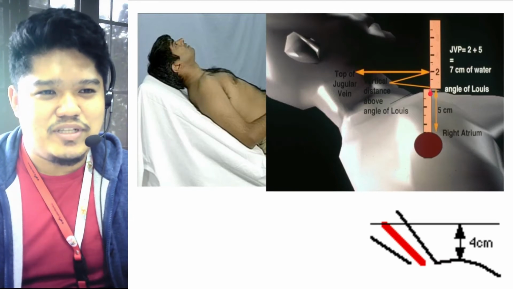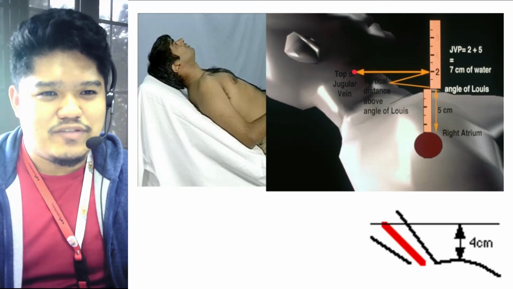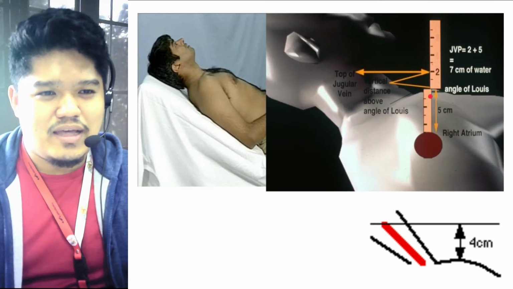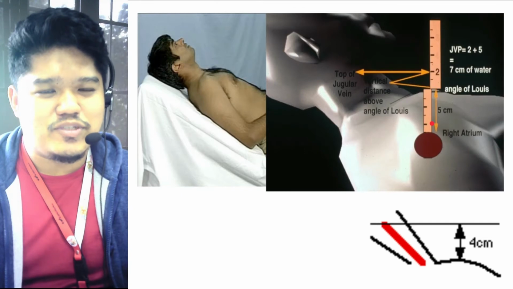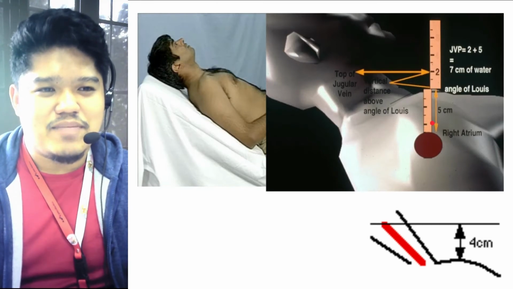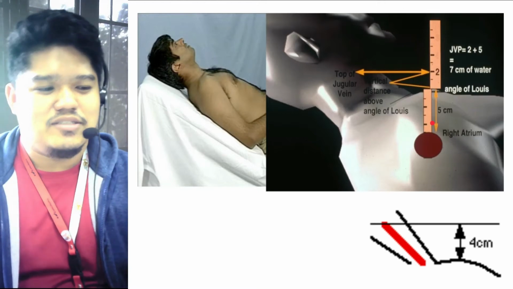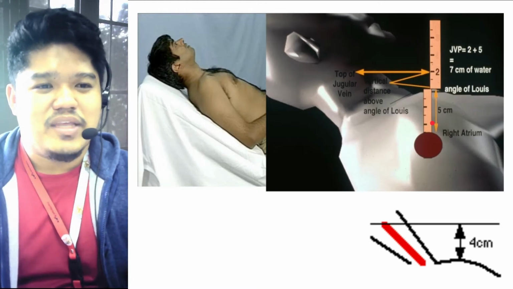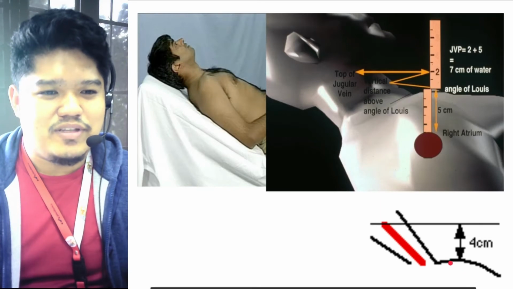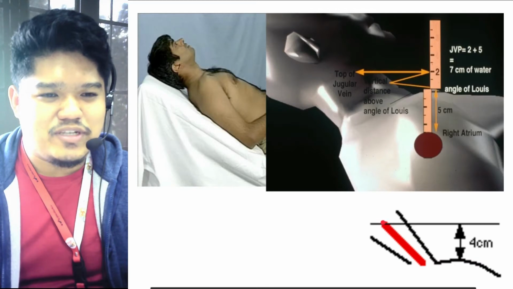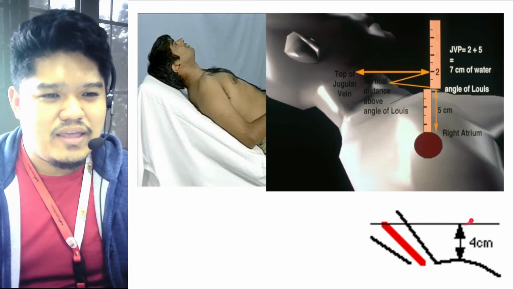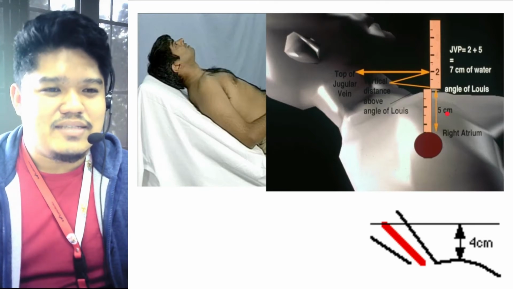So in this example, from the angle of Louis to the highest point of the jugular vein distension is 2 centimeters. So it adds 2 to the constant 5 centimeters, which makes it about 7 centimeter water as a jugular vein pressure. If it is 4, for example, from the angle of Louis to the highest point of the jugular vein, you add 4 to 5, which makes it 9 centimeter water.